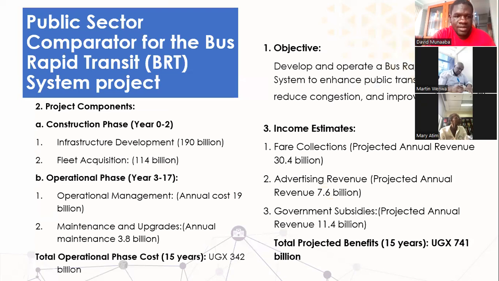The next project which we analyzed is bus rapid transit system, which is intended to develop and operate a bus rapid transit system to enhance public transit and reduce congestion. The project components include the construction phase of 2 years, operational phase of 10 years from 3 years to 17 years. The income estimates include fare collections, advertising revenue, and government subsidies.